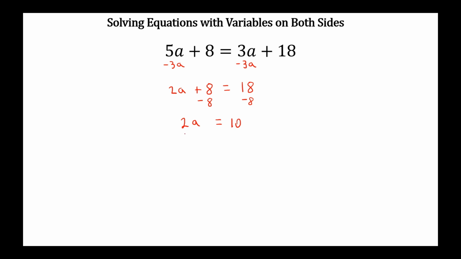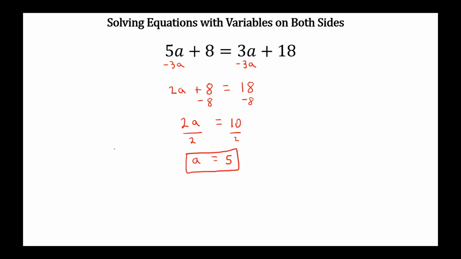I'm going to isolate for a. Right now, 2 is multiplying a. So to get just a by itself, I'm going to divide both sides by 2. Upon doing so, a is on the left side. Now on the right side, I have 10 divided by 2, which should be 5. So a equals 5 is my answer.